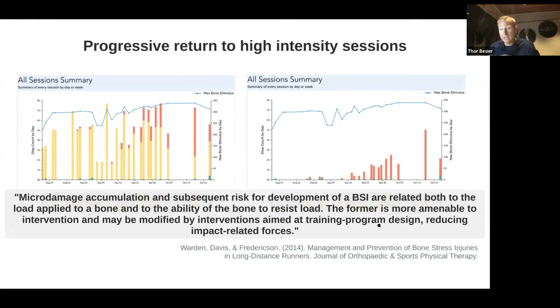So this is really then the space that we're occupying with IMU STEP. It's providing you with a tool to better manage your athletes and the loads that they experience.